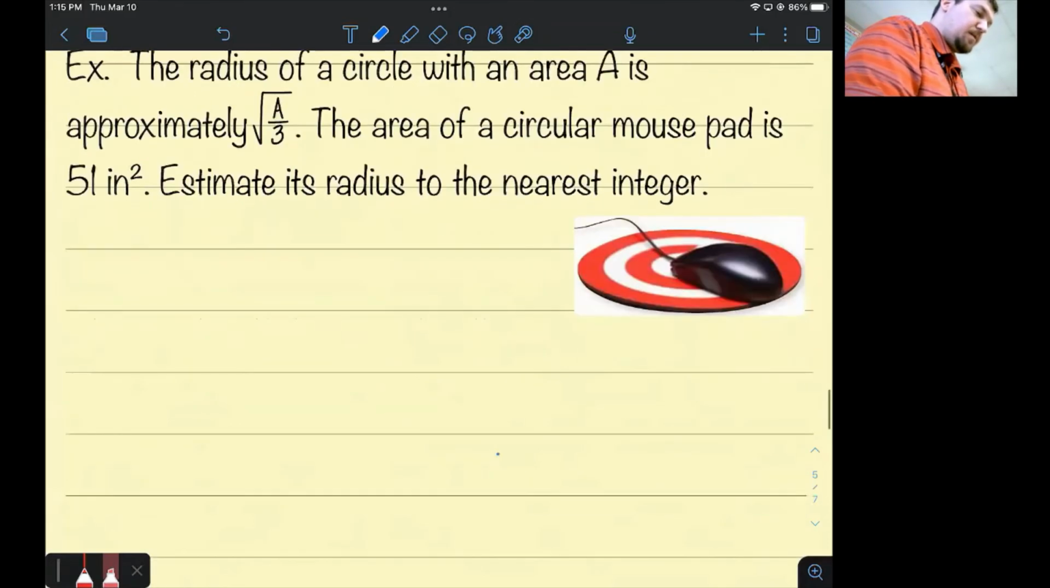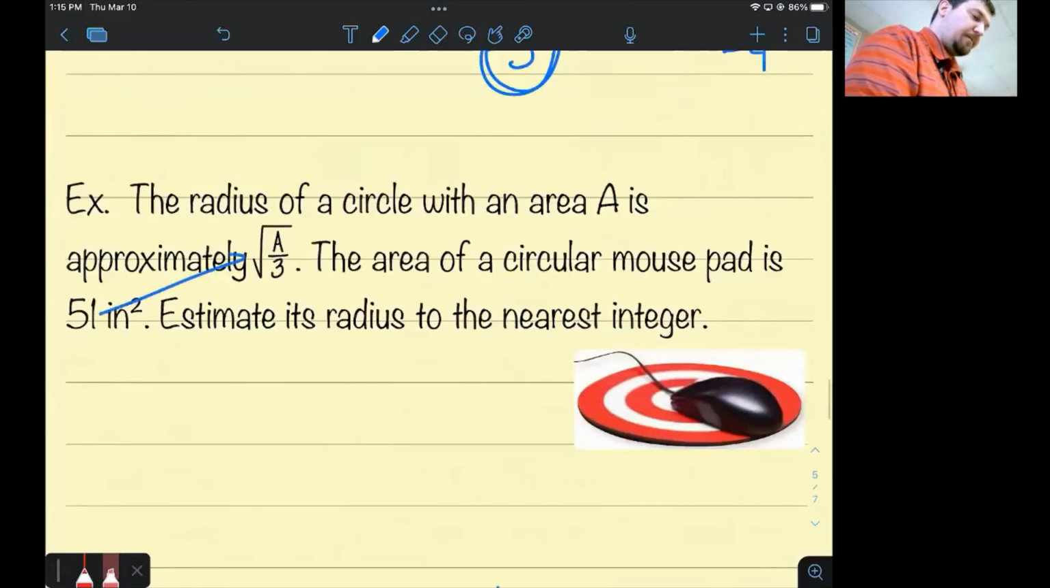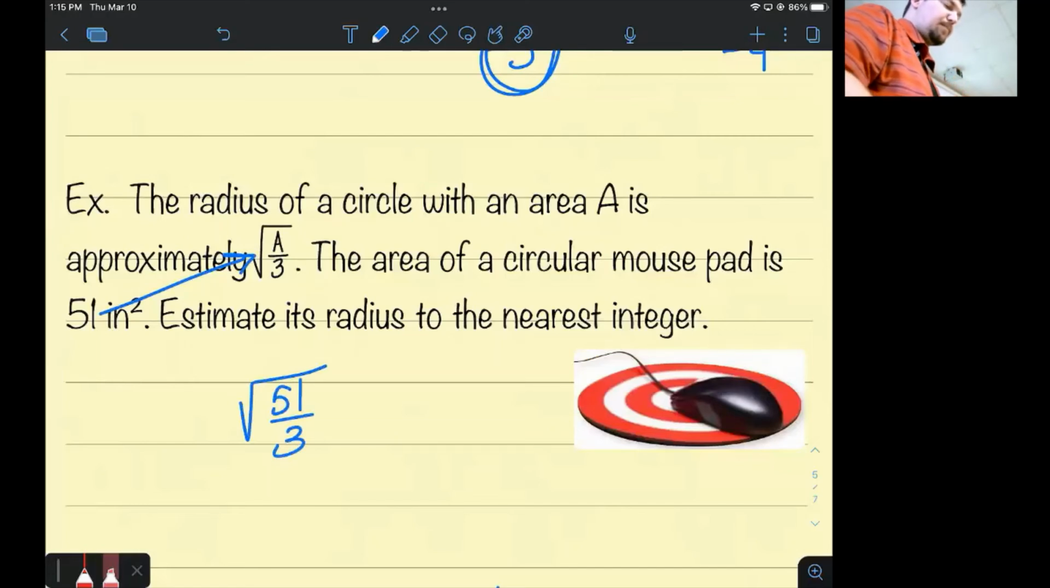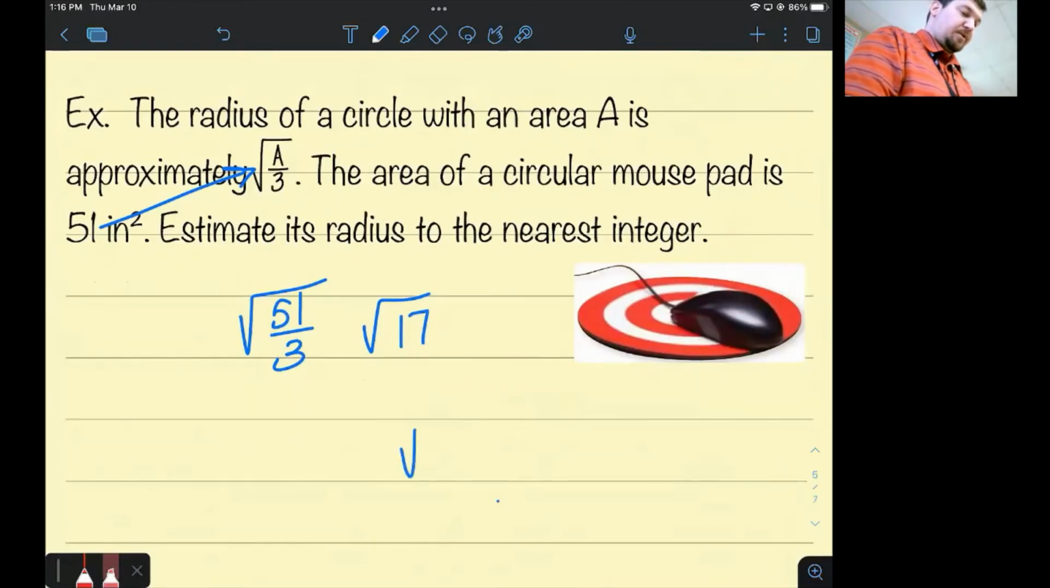Oops. Now I can't draw an arrow apparently. So square root of 51 over 3. Brady, you said simplify it. What is 51 over 3? Okay, so square root 17. So it wants us to round it or approximate it to the nearest integer. So here's square root 17. What's the perfect square right below square root 17?